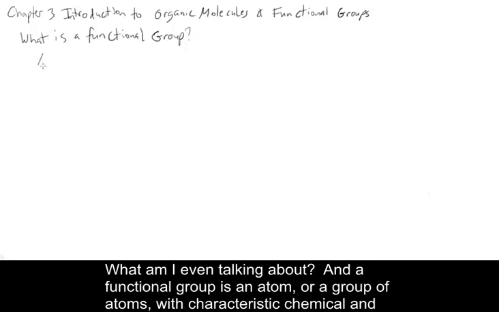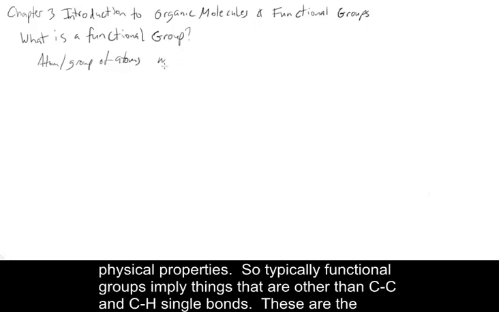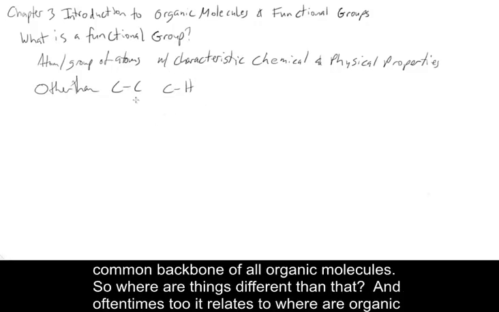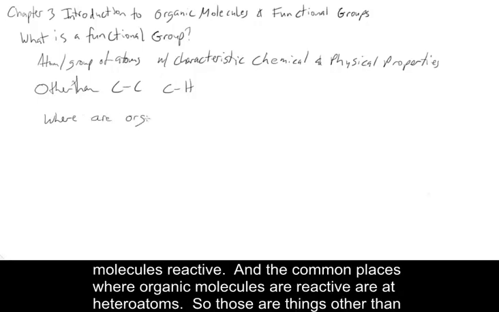A functional group is an atom or a group of atoms with characteristic chemical and physical properties. So typically functional groups imply things that are other than CC and CH single bonds. These are the common backbone of all organic molecules. So where are things different than that? And oftentimes too, it relates to where are organic molecules reactive?